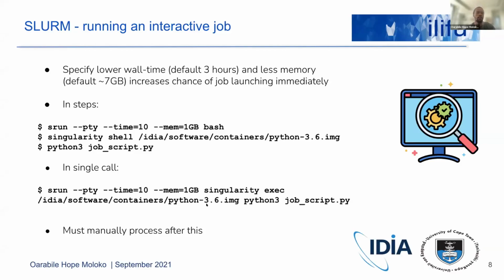To explain every step here, I use srun to start the session for 10 seconds, where I allocate 1 gig of memory on the compute node that's going to be allocated to me. Then on that compute node, I start a singularity container and then run python3 for my job script. You could run this in two ways: either step by step on the command line, or as just one command without having to do it step by step. And then after that, you of course need to do manual processing.